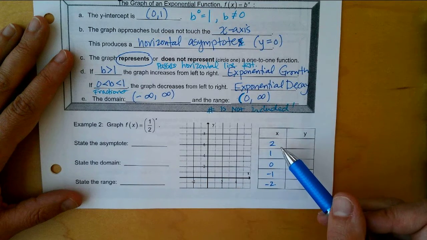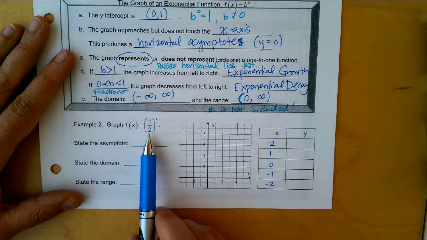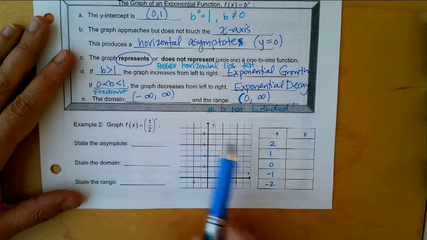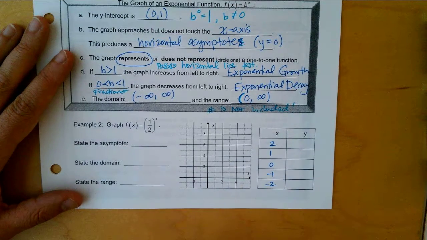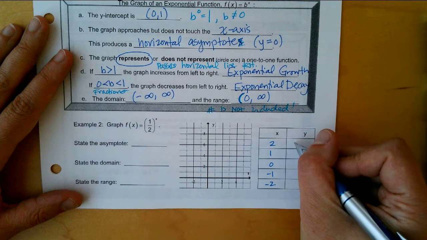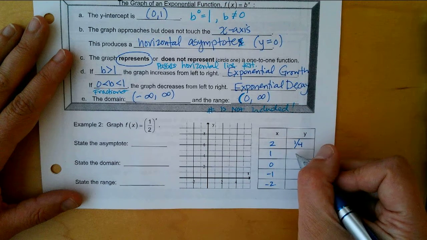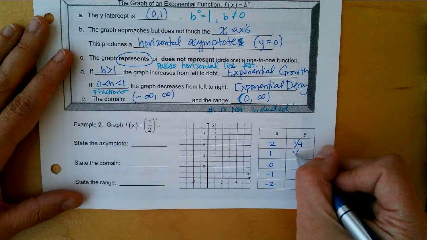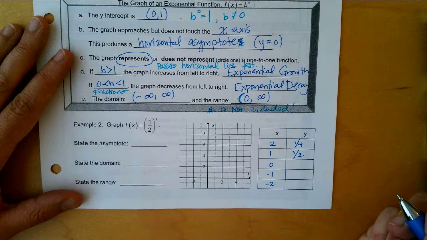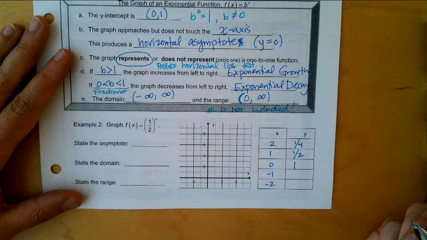I actually think in a way it's easier to start out with a positive exponent in this case, because what is 1/2 to the second power? It would be 1/2 squared, right? It's 1/4. What about 1/2 to the first power? 1/2. What about 1/2 to the 0 power? It's going to be 1, right? Anything to the 0 power is 1.